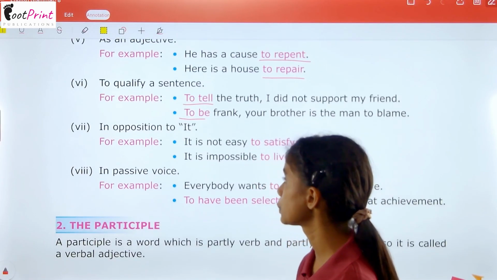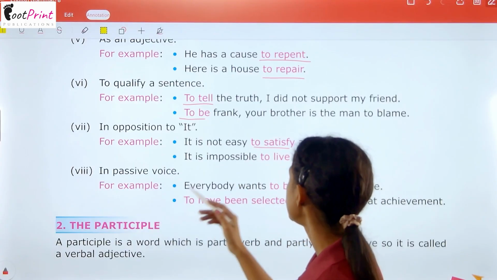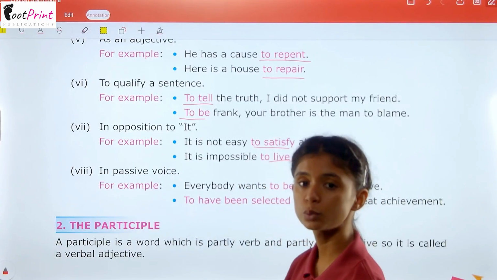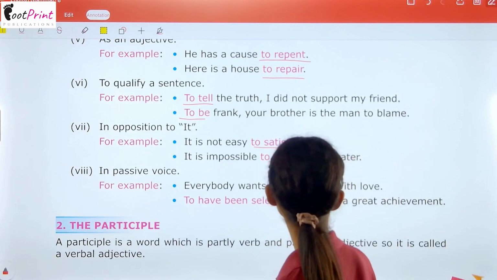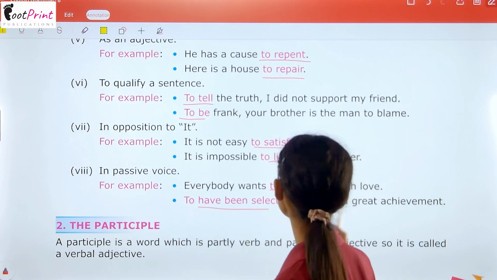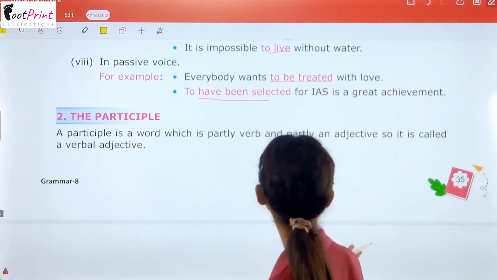Or we use it in opposition to it. It is not easy to satisfy all. It is impossible to live without water. Or in the passive voice: everybody wants to be treated with love. To have been selected for IAS is the greatest achievement.